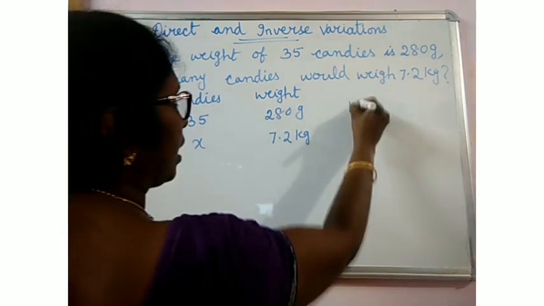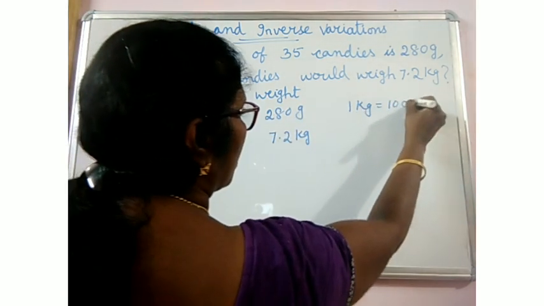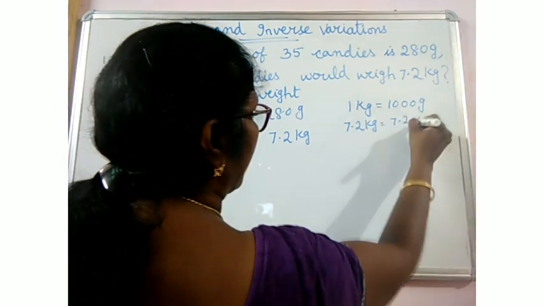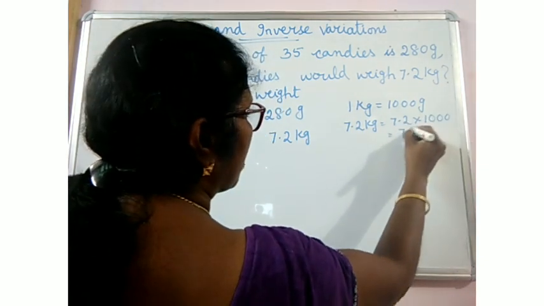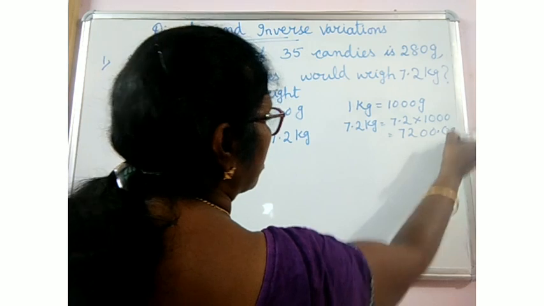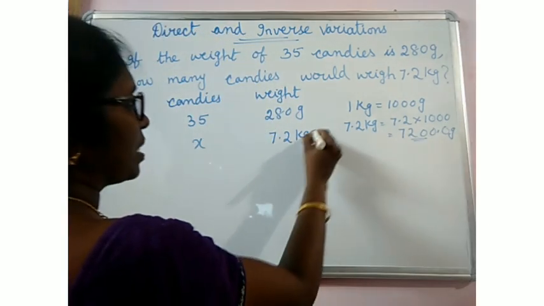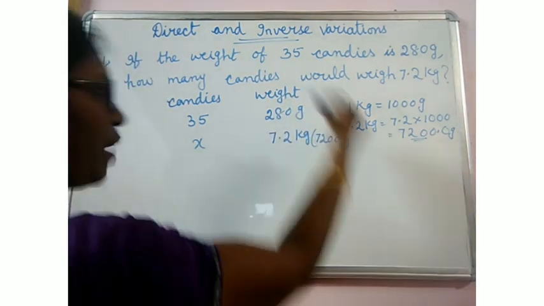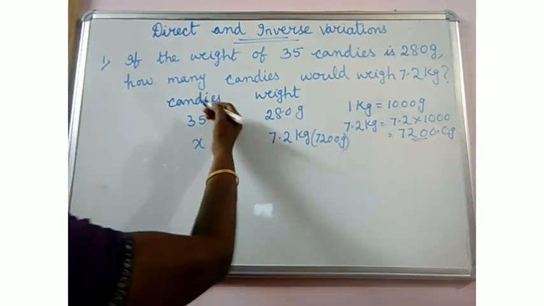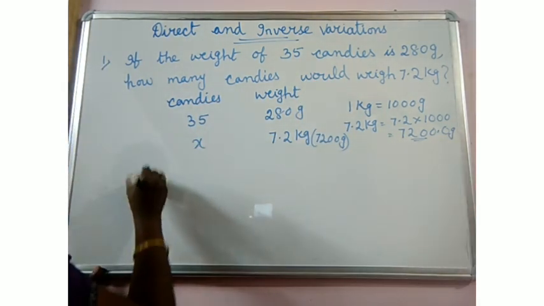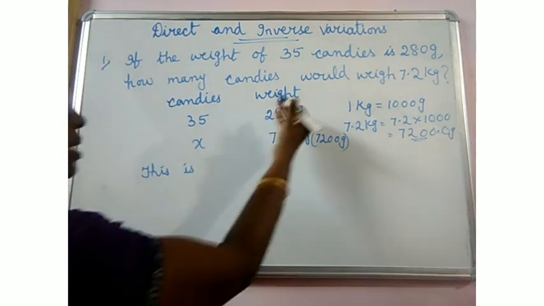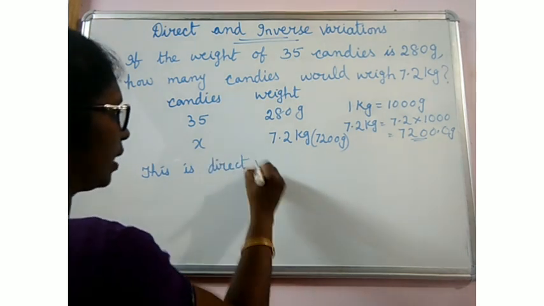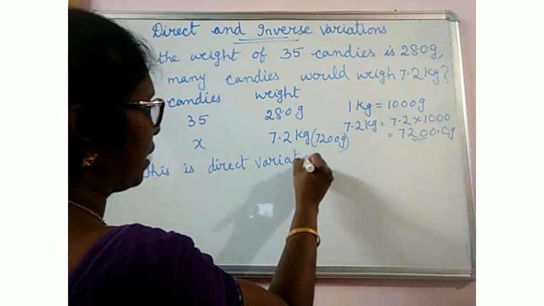You know that 1 kg is equal to 1000 grams. So 7.2 kg means 7.2 into 1000, which gives you 7200 grams. So here the weight increased. If weight increases, the number of candies also increases. So an increase of one quantity increases the other, which is direct variation. Already you have learned that. So this is direct variation.